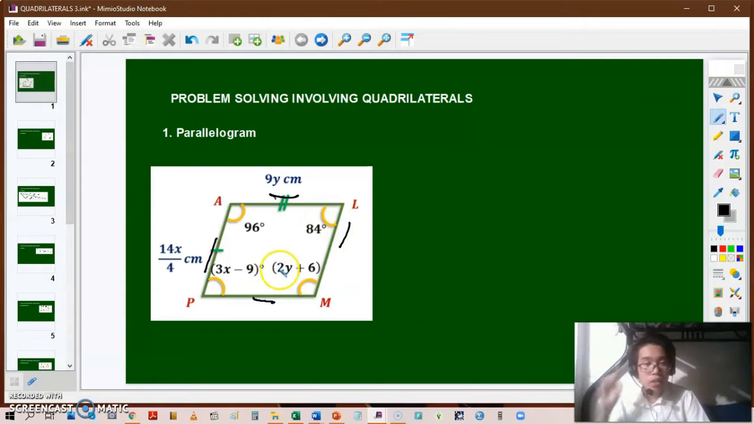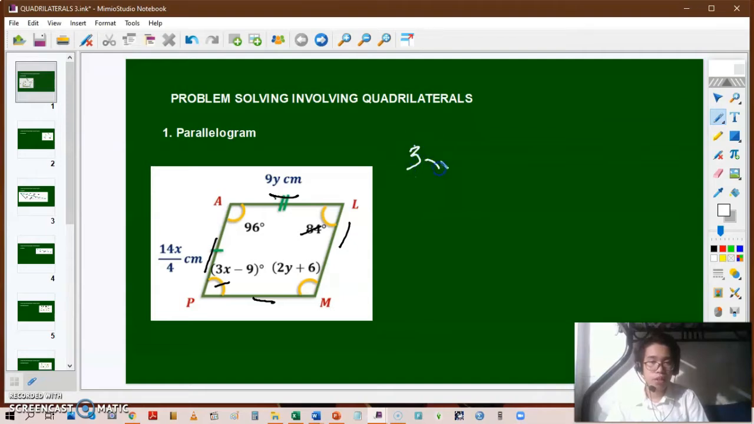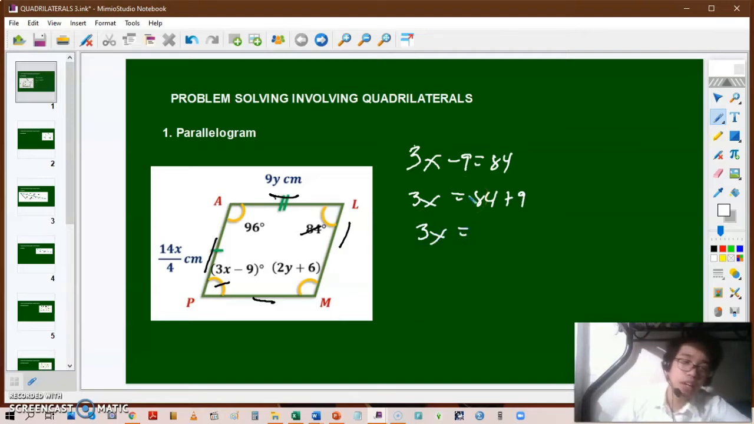Again, we have the property of a parallelogram: the opposite angles are congruent. So this 3x minus 9, angle P, and angle L are congruent, so we can equate them. 3x minus 9 is equal to 84. Then 3x will be equal to 84 plus 9, that will be 93. 93 divided by 3, so the answer for x is equal to 31.